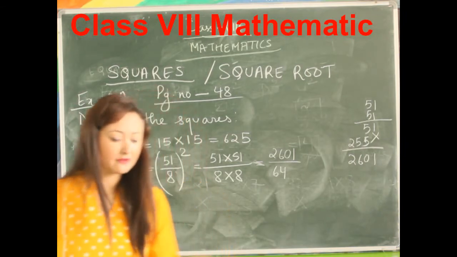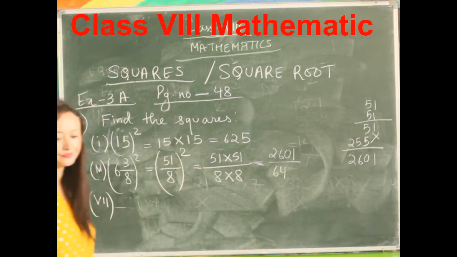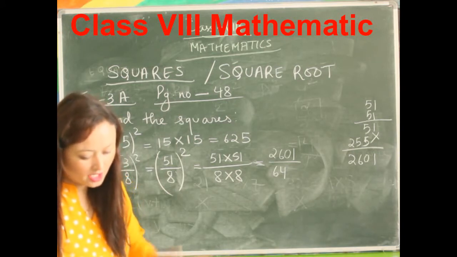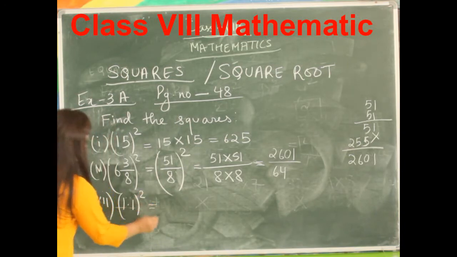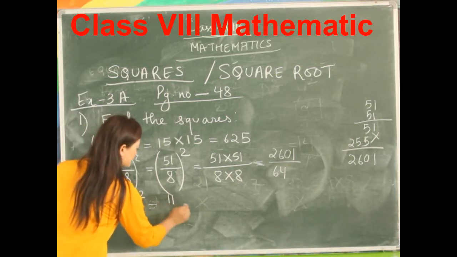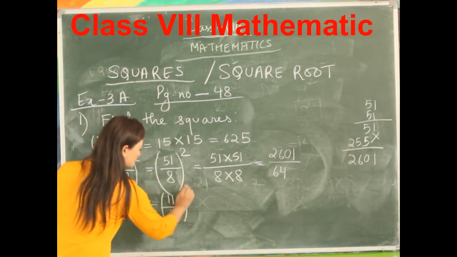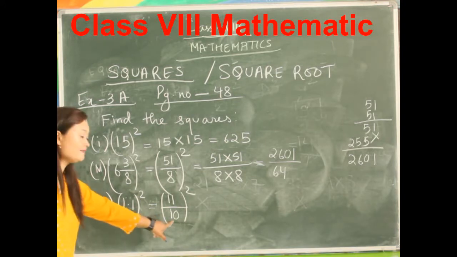And the next one that we're going to be doing is number 7. So I'll be doing number 7 for you. Okay, number 7. What do we have in number 7? We have 1.1 whole square. What does 1.1 whole square mean? It means 11 upon 10 whole square. So I've converted this decimal into fraction. So instead of decimal number, I'm doing it in terms of fraction. So 11. Okay, when you remove the decimal, how many digits are there after the decimal? 1. So we have 10.